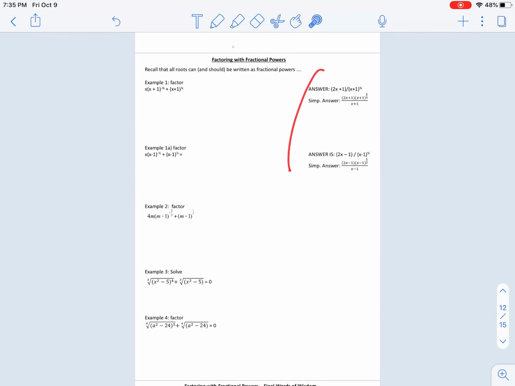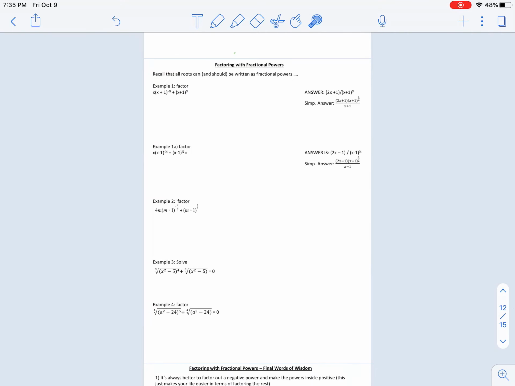So give these a try. Notice I do have answers here for you to consider over there, with simplified answer and pre-simplified answer. Really cool little trick, comes in handy once in a while, and definitely better with fractional powers. So I would highly recommend for you to switch these into fractional powers. Okay.